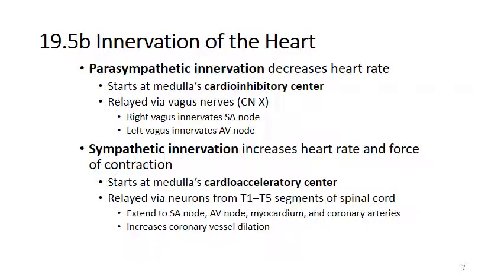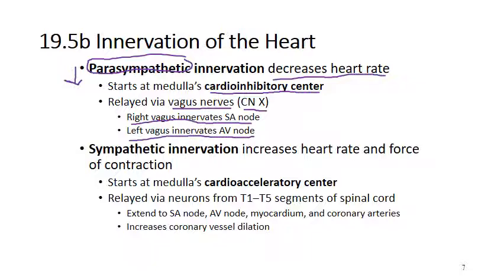So there's the parasympathetic innervation that decreases our heart rate. So parasympathetic is going to decrease the heart rate, and it's going to start at the medulla's cardioinhibitory center, which makes sense, inhibiting the heart rate. It's relayed via the vagus nerves, or the CN X here. The right vagus innervates the SA node, and the left vagus innervates the AV node.